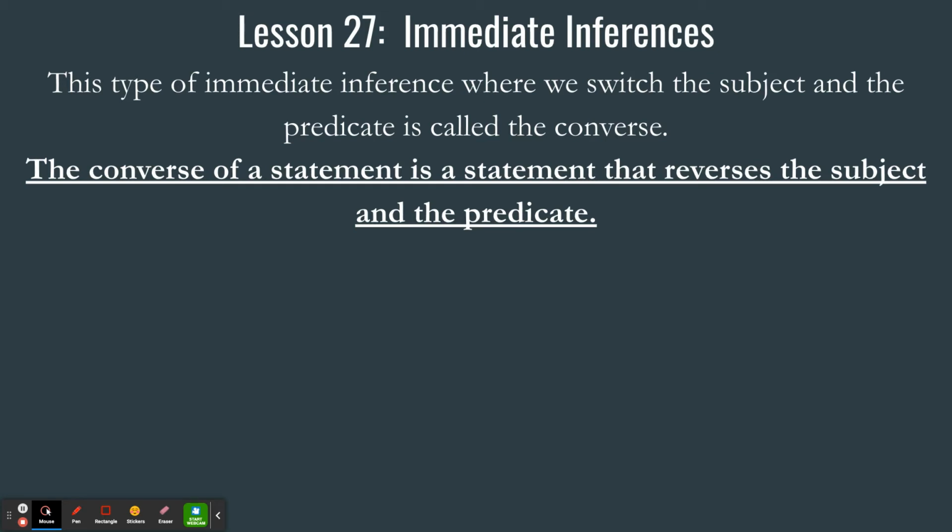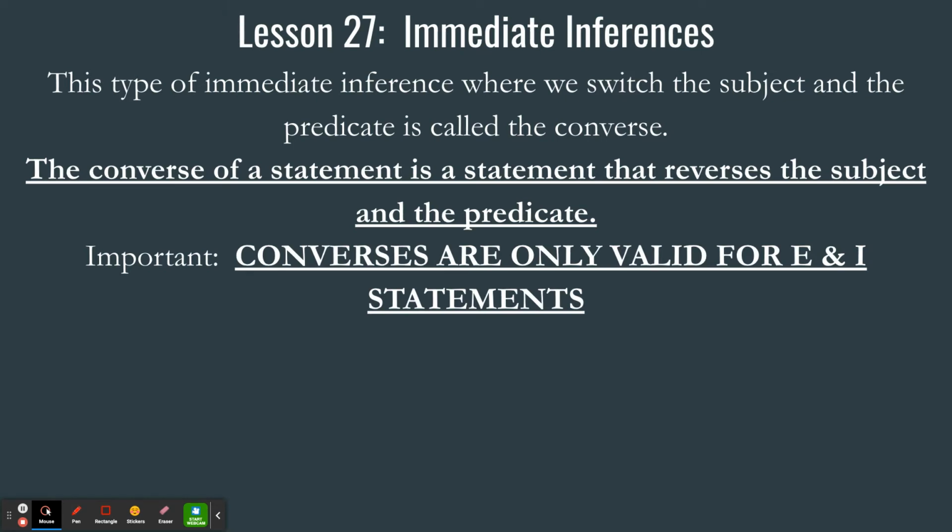So when we talk about the converse, which is a statement that reverses the subject and the predicate, right? Flips them around. That's all the converse is. You take an E or an I statement and you flip the subject and the predicate. That's it. That only works for E and I statements. So in very big letters, make sure you remember this. Converses are only valid for E and I statements. You cannot take the converse of an A. You cannot take the converse of an O. You can only do this for E and I.